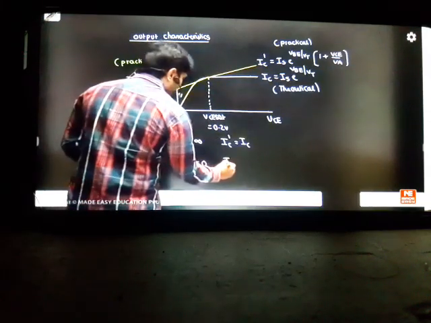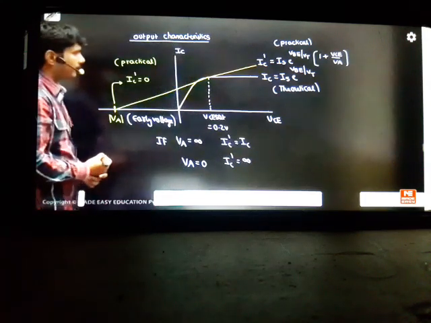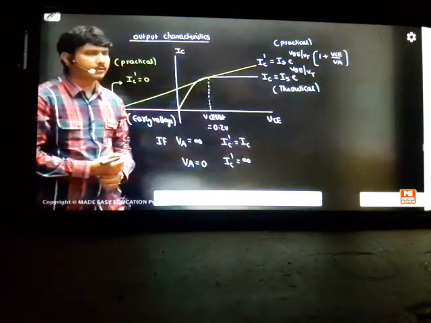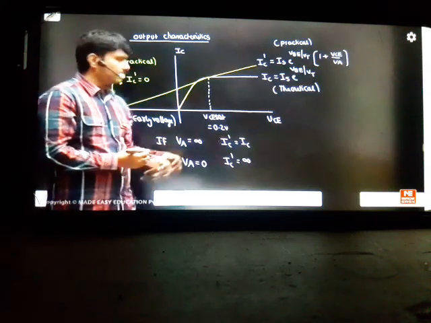But in the second case, VA is 0. The IC dash will become infinite, because VA is 0 there. 1 by 0 becomes infinite, and infinite into any value becomes infinite. So an infinite deviation is coming in the current. This is the case where IC dash is not equal to IC.